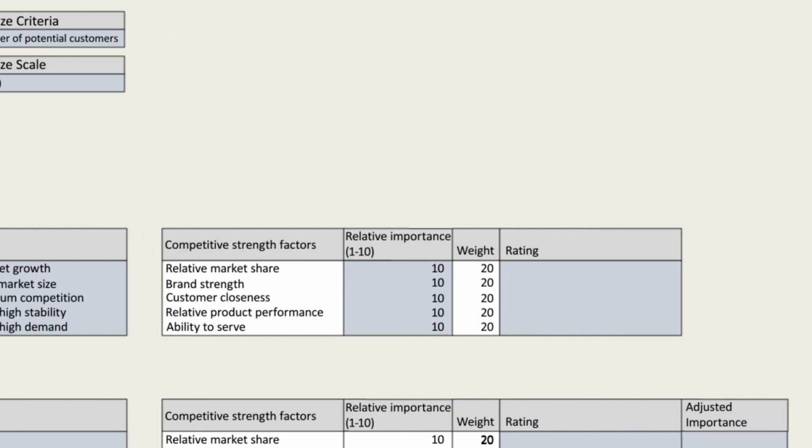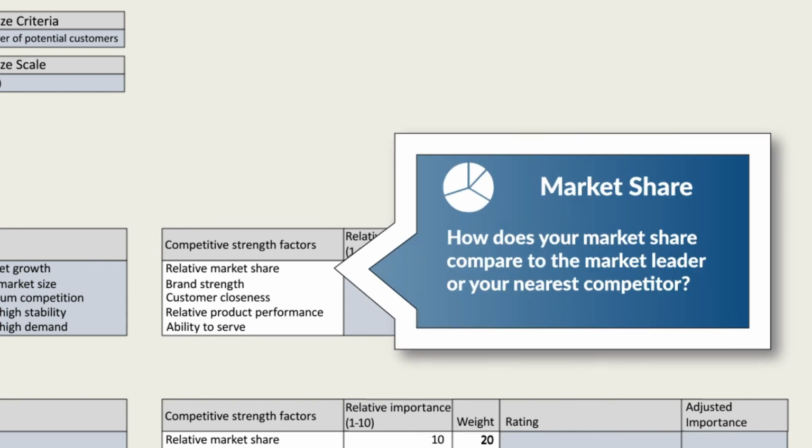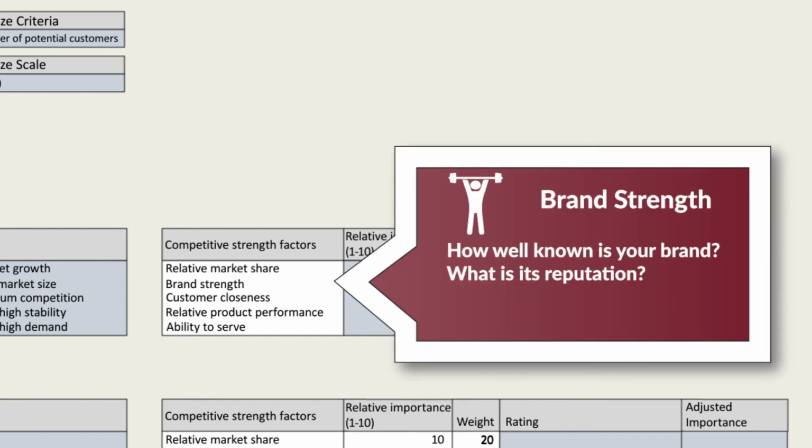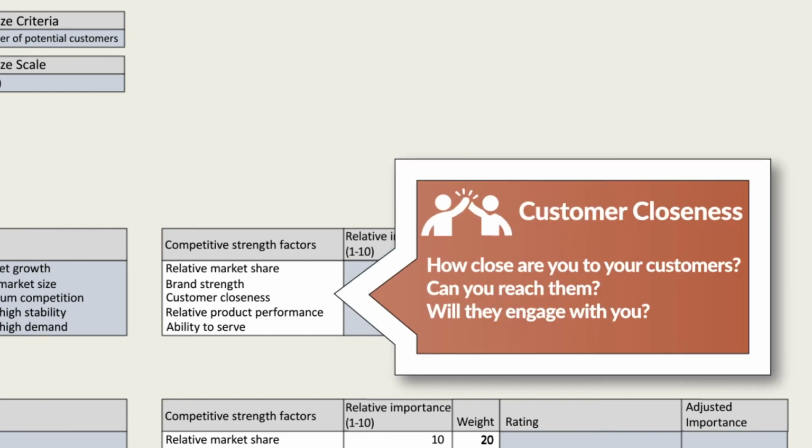Now, this is completed in the same way, but obviously the 5 factors are different. Relative market share is how much market share you currently have in this market relative to the business with the highest market share. Or if you happen to be the one with the highest market share, then it's relative to the second highest. Brand strength is your brand or product's reputation in the market from your customer's perspective. Customer closeness is about how well you know the target customers, and just as importantly, how well they know you. Can you reach them? Will they take your call?